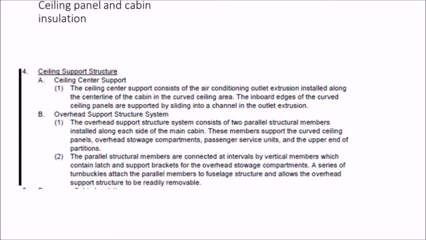As an example of the ceiling suspended structure, it may consist of two parallel structural members installed along each side of the cabin. These members support the curved ceiling panels, overhead stowage compartments, passenger service units, and the upper attachment of the cabin partition. These parallel members are connected at intervals by vertical members with latch and support brackets for overhead compartments. Turnbuckles attach parallel members to the fuselage structure. This allows easy removal of the overhead support structure.